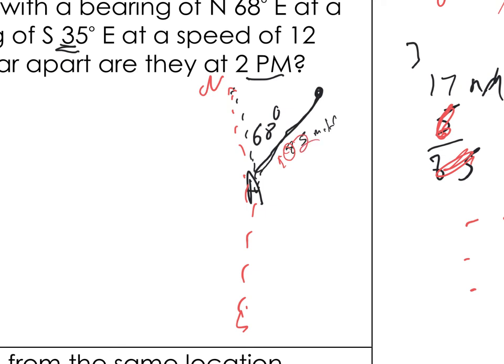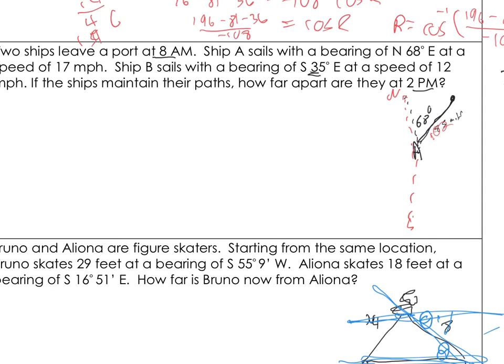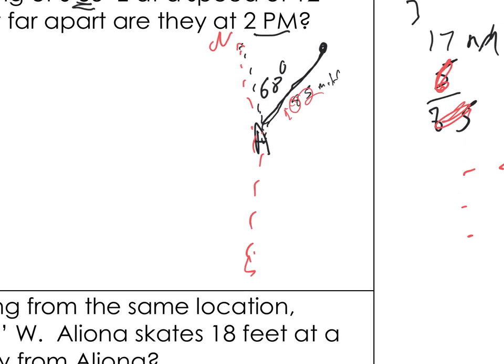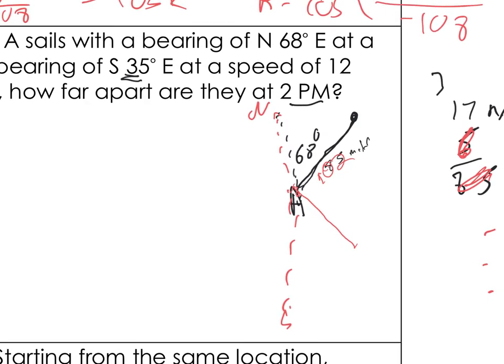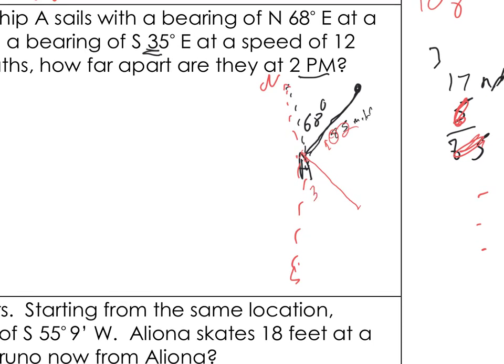Want to help me do the math? So I remember these two ships, they're leaving a port. They're leaving at the same port. So ship B is going to go south and then 35 degrees east. For him, he's going to go this way. And what angle was it? Oh, 35 degrees.